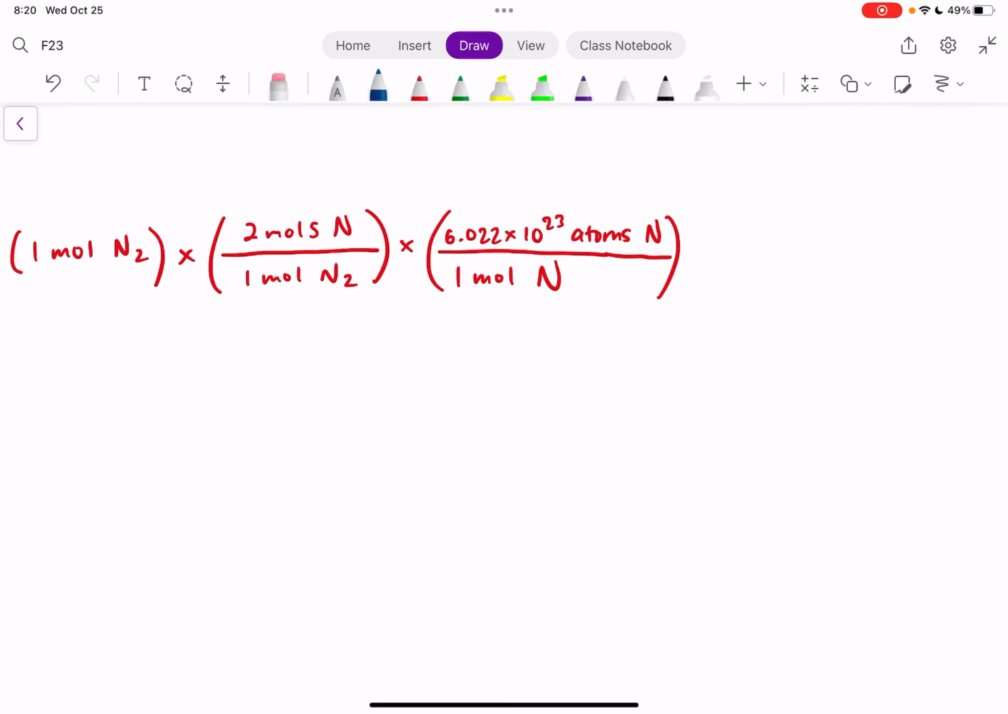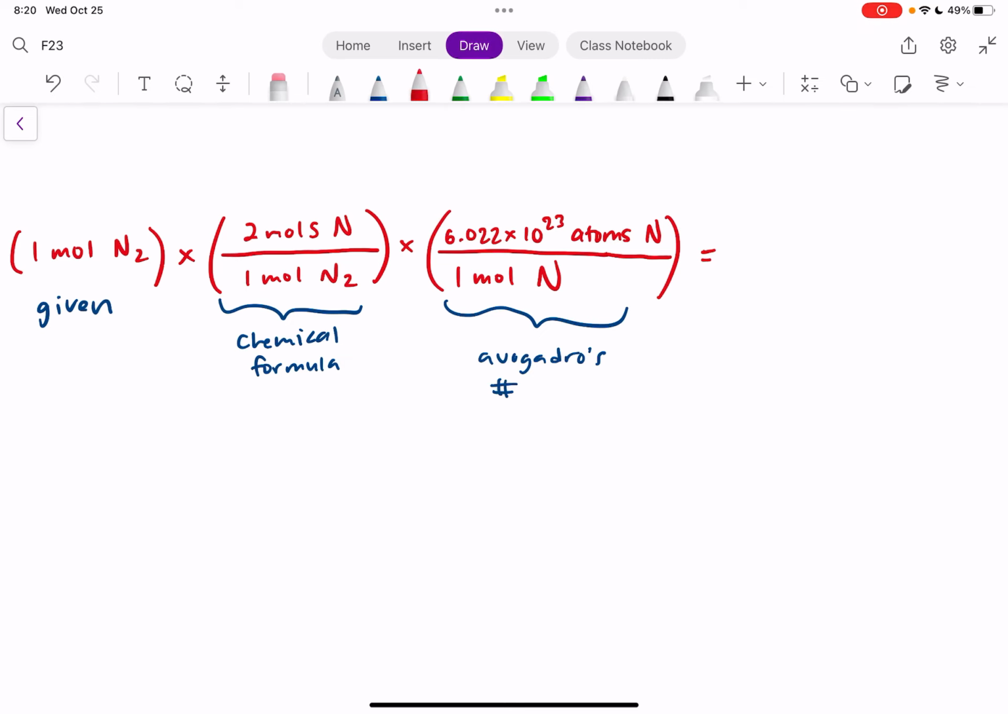So I want to just reiterate, this is what I was given. This ratio came from my chemical formula. And this is Avogadro's number. All right, so now we have to carry out this calculation. It looks like I have a bunch of numbers being multiplied and then dividing by 1 times 1, so that's just 1. So we're just going to multiply the top numbers, which is going to be 2 times Avogadro's number.